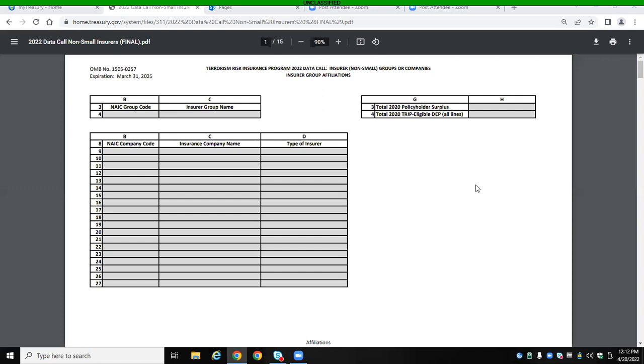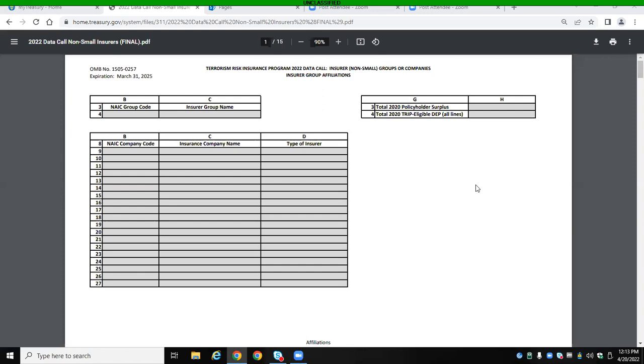If you do fall into the small insurer category, we will be holding a webinar focused on that template later this afternoon at 3:00 Eastern. Tomorrow, we will hold the webinars for alien surplus lines insurers, which is scheduled for 11 a.m. Eastern, and captive insurers, which is scheduled for 3:00 p.m. Eastern.